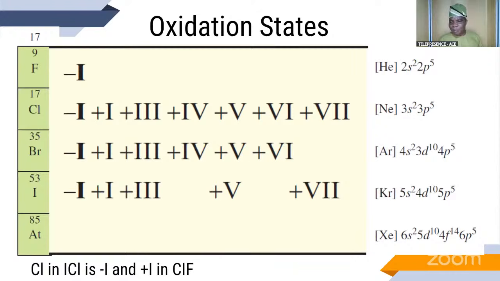Or by sharing electrons, each of them donates 1 electron for sharing. Each halogen donates 1 electron for sharing. So oxidizing power.